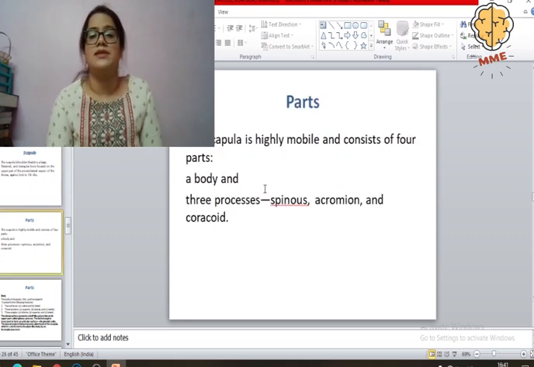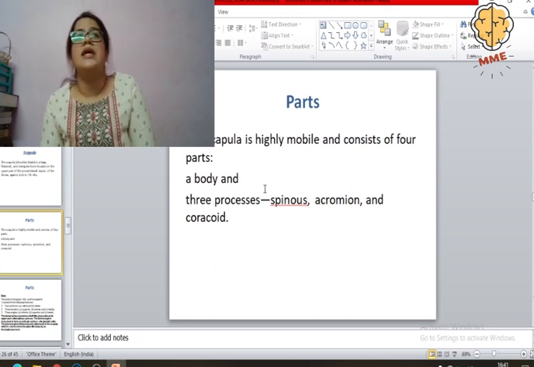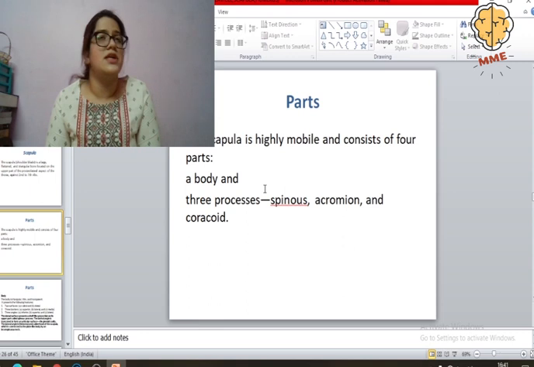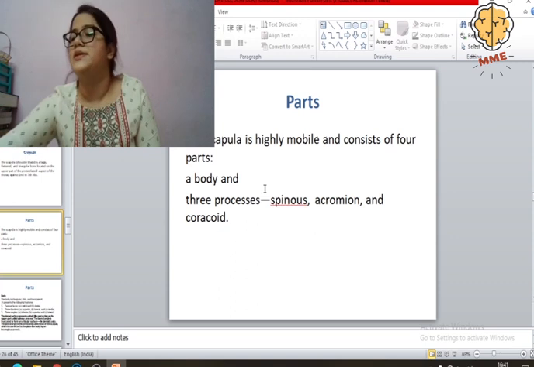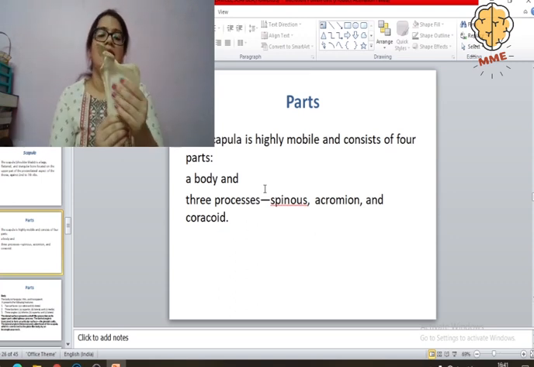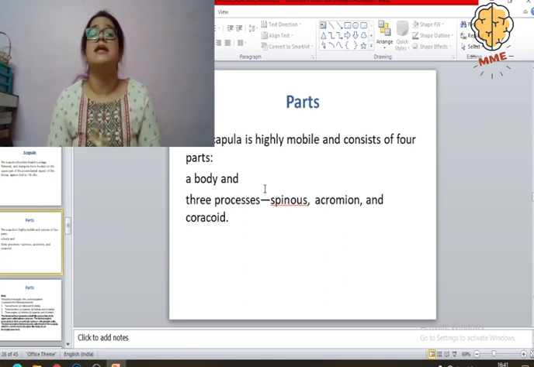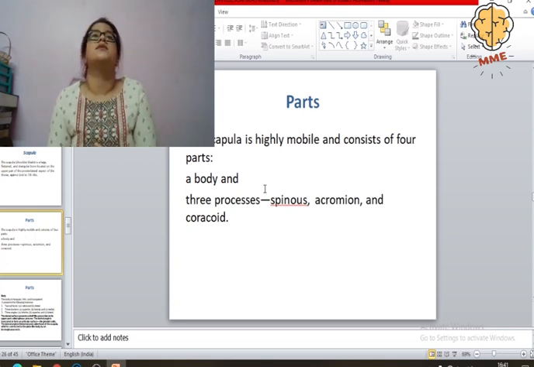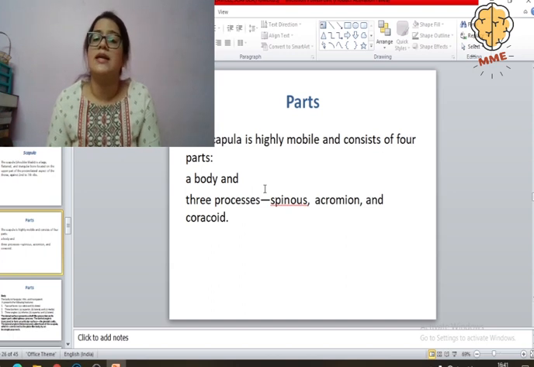Now comes the parts. Whenever you ask the parts of the scapula, do not utter 3 angles, 3 borders. The teachers do not want to listen to that. They want to listen to simple answers. And how do you simplify it? You just have to say it has, ma'am, a body and it has 3 processes, and that's it. Let them ask you. Do not tell everything by your own self. So the scapula is highly mobile and consists of 4 parts. It has a body and it has 3 processes.